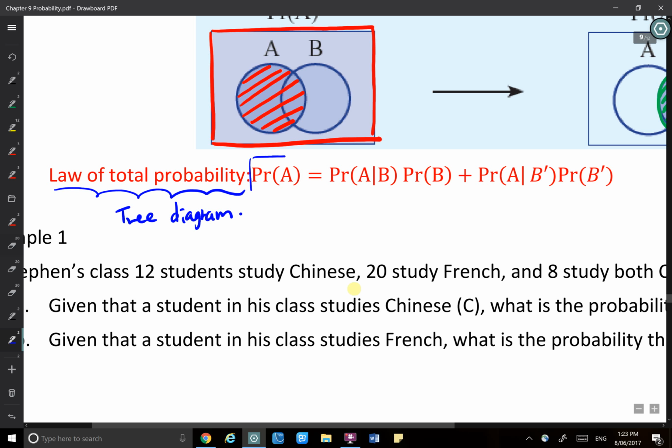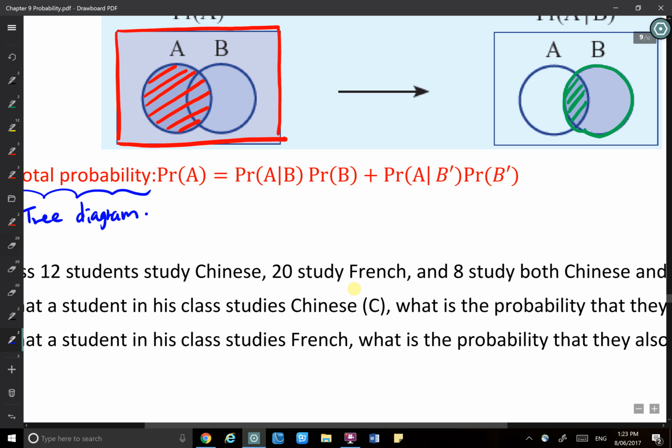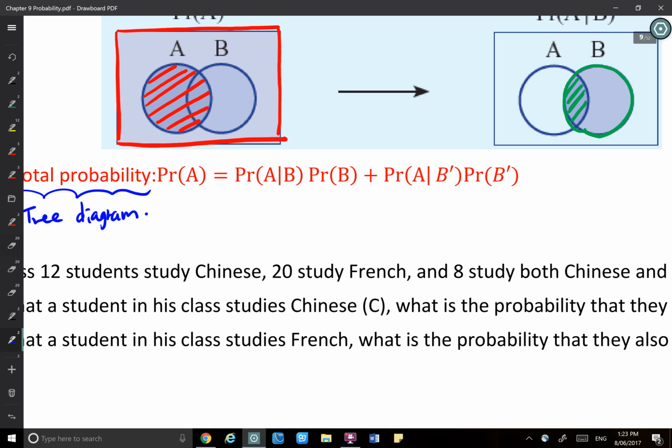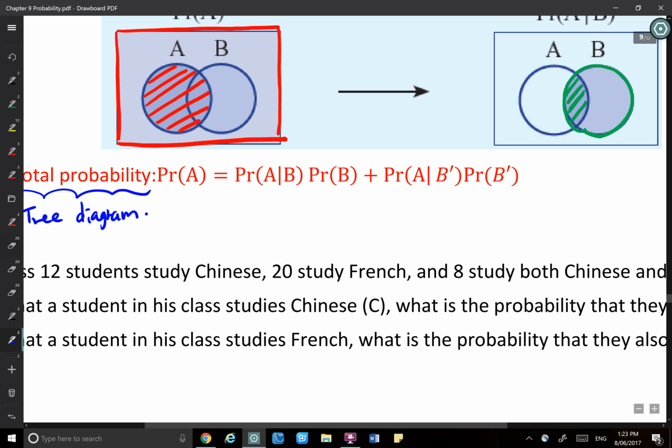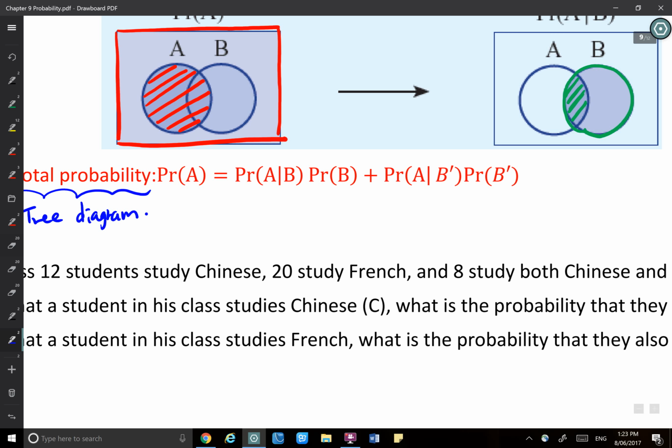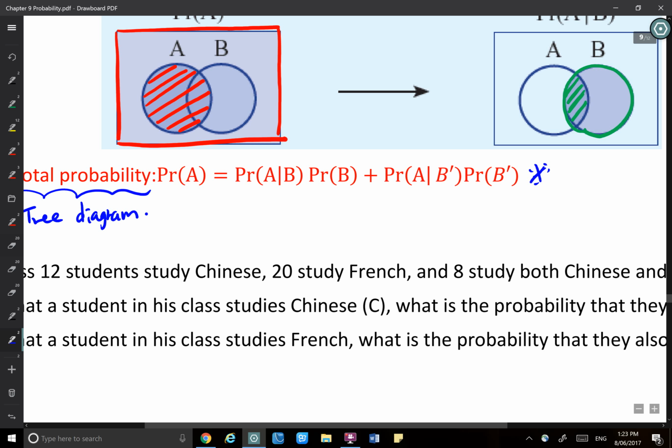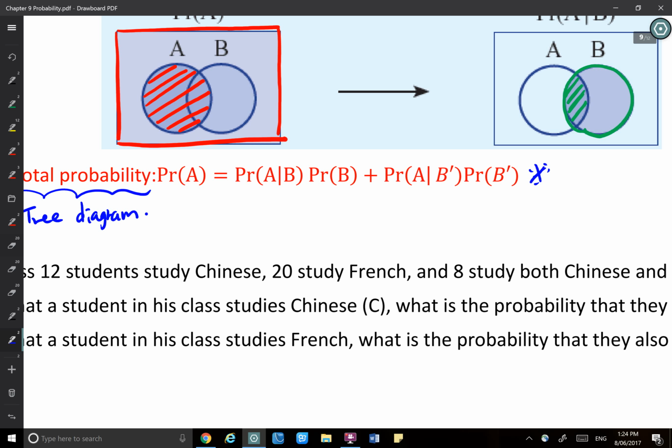So what is probability A? Probability A will be probability A given B times probability B, plus probability A given B dash times probability B dash. You'll see examples of using this later, and I can also show you how to use a tree diagram for that question. You need to know this formula, but it's not necessary to use it unless the question asks you to use the law of total probability. Then you come back to use this formula.